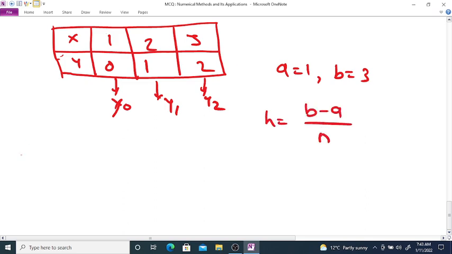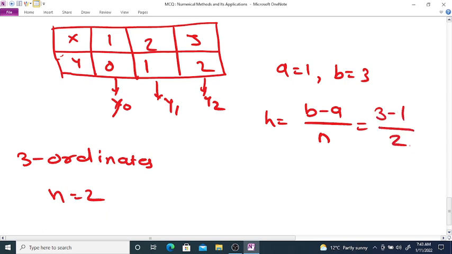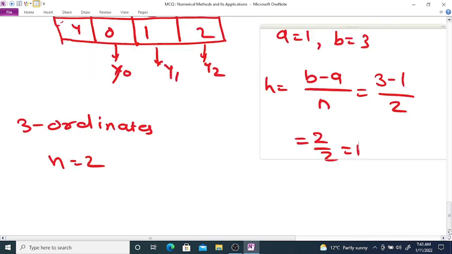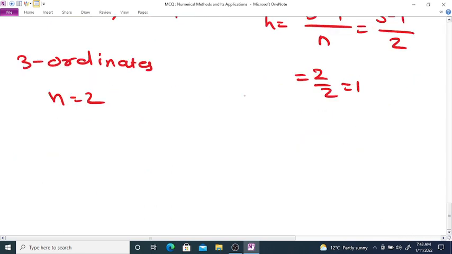Now since there are three ordinates, n is equal to 2. So (b minus a) divided by 2, which is 2 divided by 2, is equal to 1. So h is equal to 1.